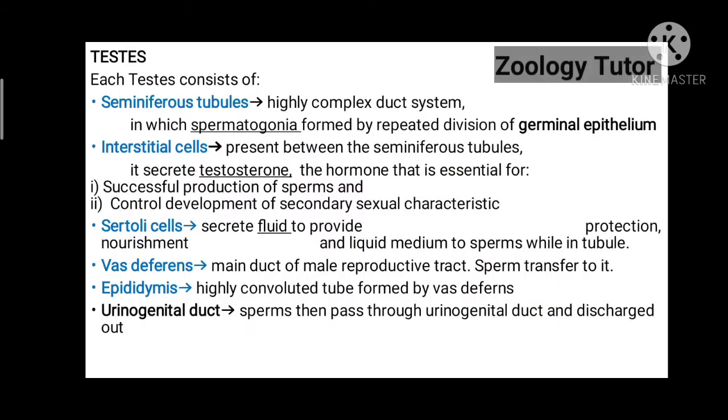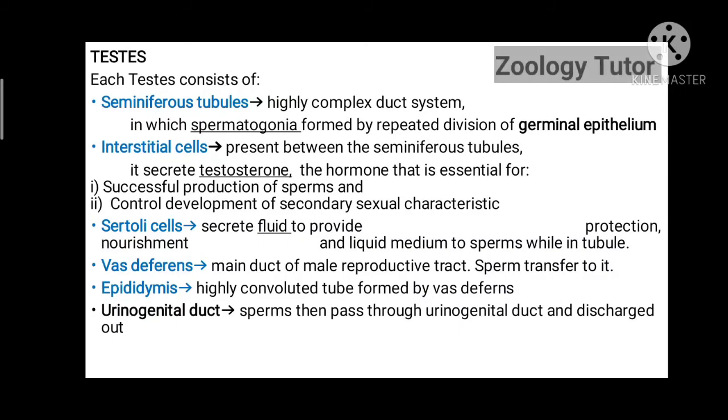Moving back, now we have sertoli cells. These secrete fluid. Interstitial cells secrete hormone testosterone, and sertoli cells secrete fluid that will provide what? It will provide three things. It will provide protection, it will provide nourishment, and liquid medium to sperms while they are in the tubule. So they are very like nursing cells that help the sperms to nourish them, to protect them, and to keep them in liquid medium.